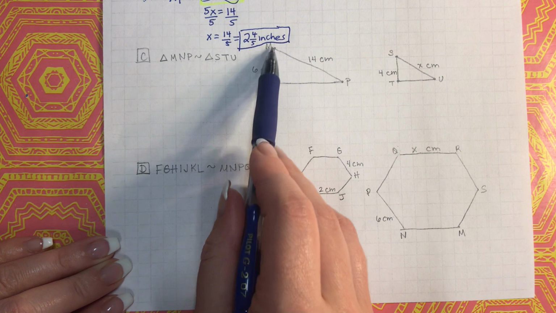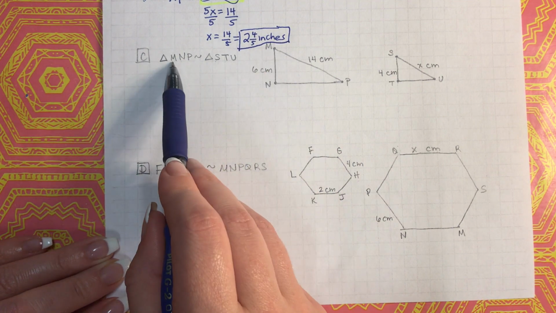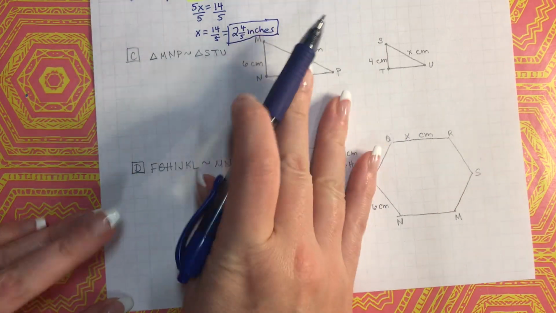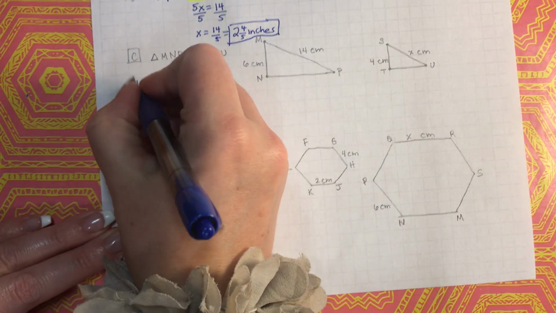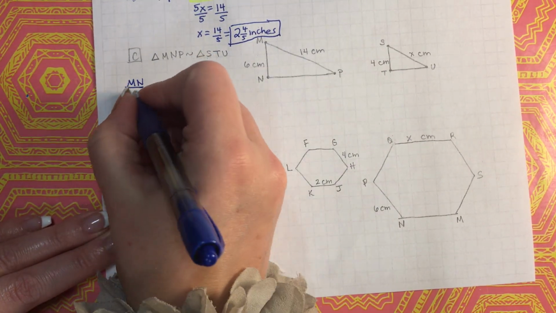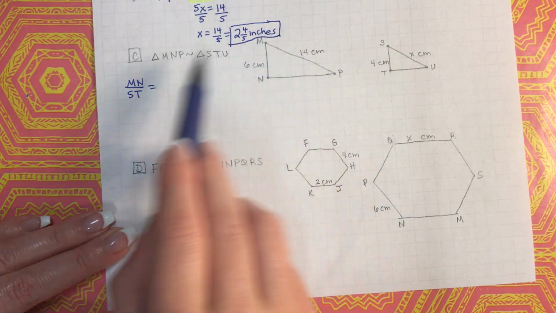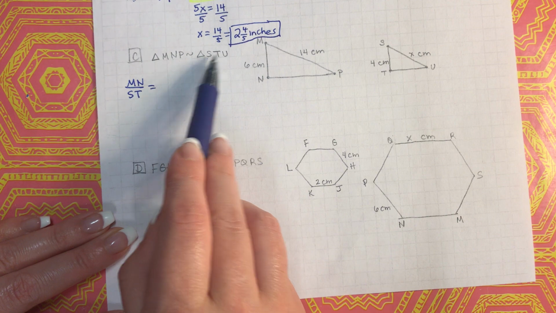So when we look here at MN, I'm just going to pick this side. MN is the first and the second, which means it's got to be ST, which we have. So great. I'm going to put this triangle MN over ST. And then what do we have here? MP. That's the first and the third. Do we have SU?